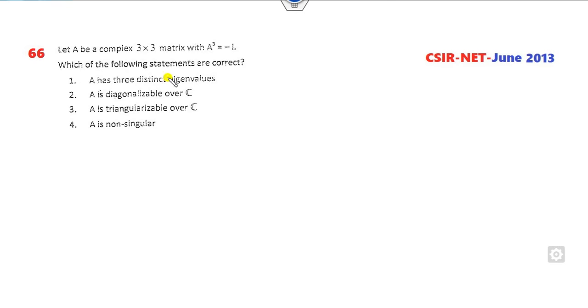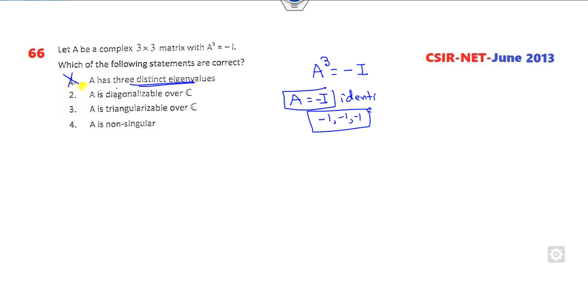A is a 3 cross 3 matrix such that A cube is minus I. Then A has distinct eigenvalues. It is not always true. If I consider A as minus of I, the identity matrix, which is also a complex matrix, then what are the eigenvalues of this? Minus 1, minus 1, minus 1, which are not distinct eigenvalues. A is diagonalizable over R.